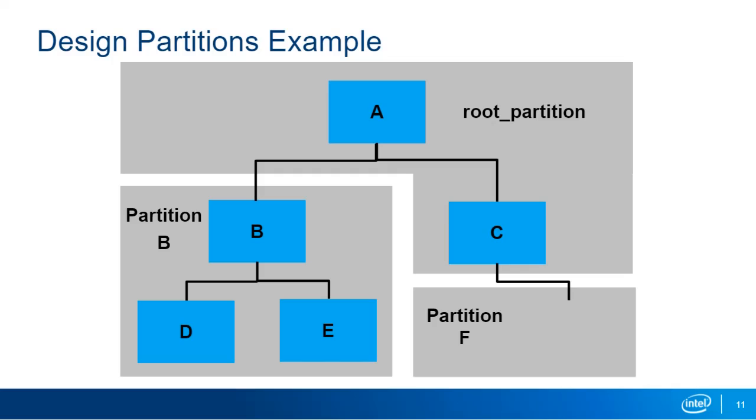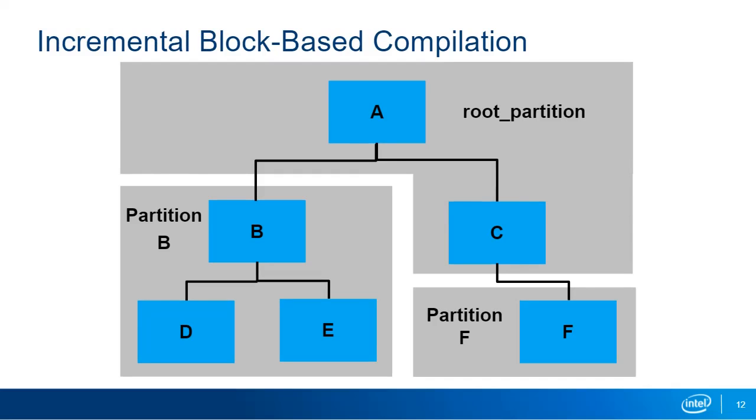Since block C has not been made into a partition of its own, it is a part of the root partition. If, in the course of updating or debugging the design, the file containing block E is changed, then the entire partition B must be resynthesized and refit.